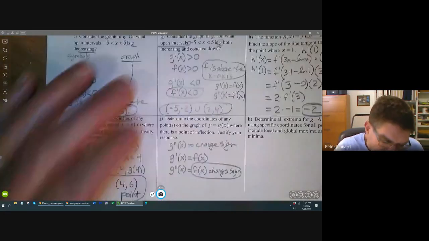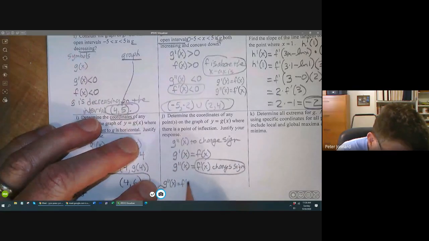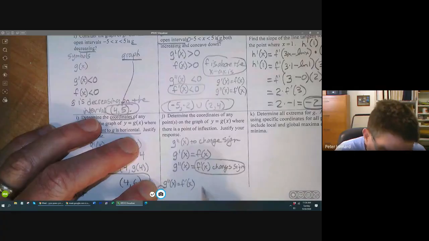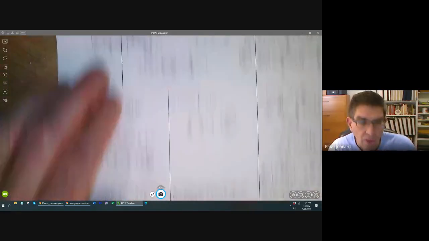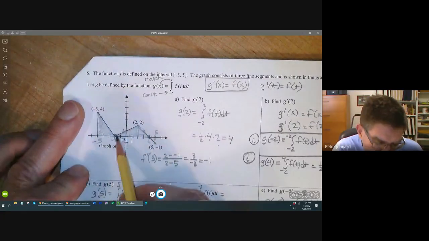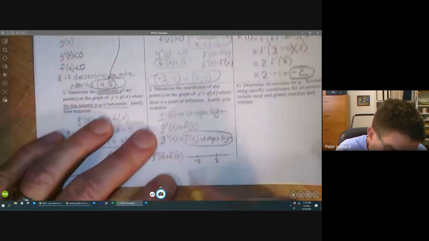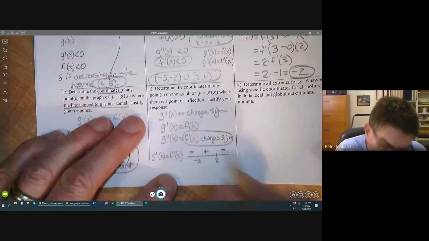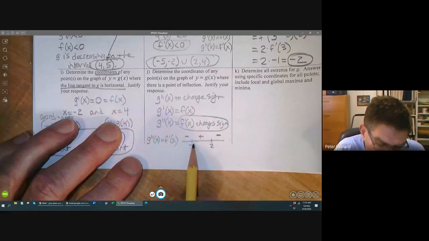So if I make a sign diagram of g double prime of x, which is f prime of x, I'm going to end up with it changing sign at -2 and 2. Okay? This is a negative derivative. This is a positive derivative. This is a negative derivative of f. Okay? So it goes negative, positive, negative. And so the second derivative is changing its sign here at -2.